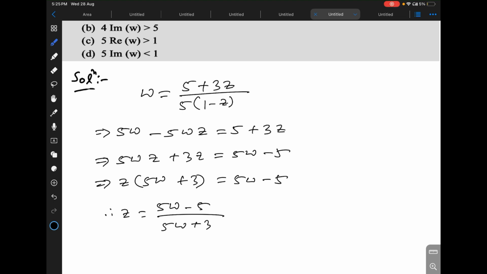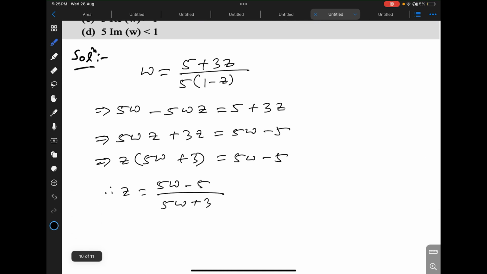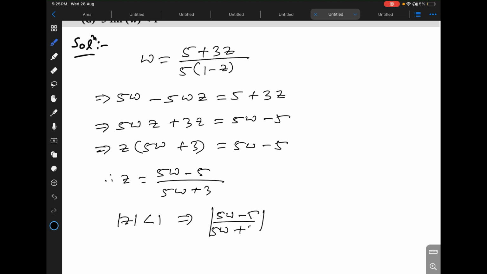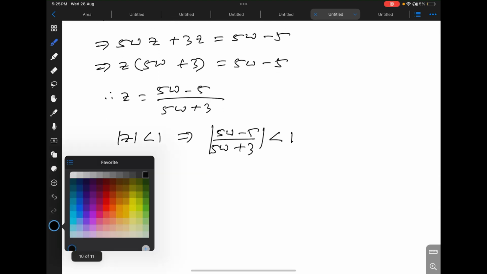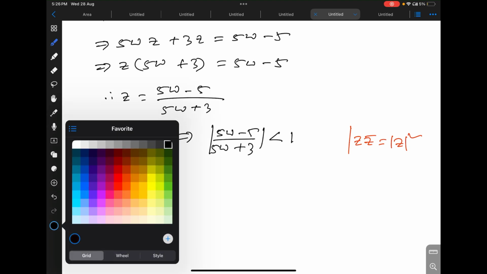Now students, look, the given condition is that modulus of z is less than 1. So we will use this condition. Given modulus of z less than 1, it will imply modulus of (5 omega - 5) / (5 omega + 3) is also less than 1. Now this is a very basic property of complex numbers, that z into z bar is equal to modulus of z squared. So we will use this property to solve this problem.